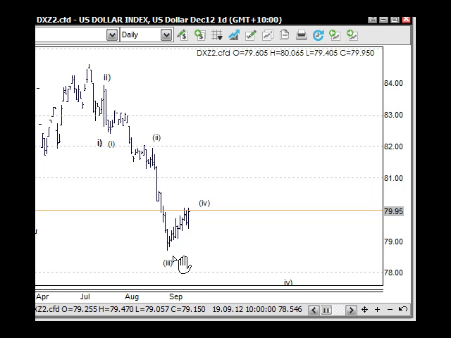However, there's just that extra little wave in there that we talked about earlier that needs to be taken into consideration. But we can still see that we've got this long 3rd wave through here. So let me just check on here for a second.